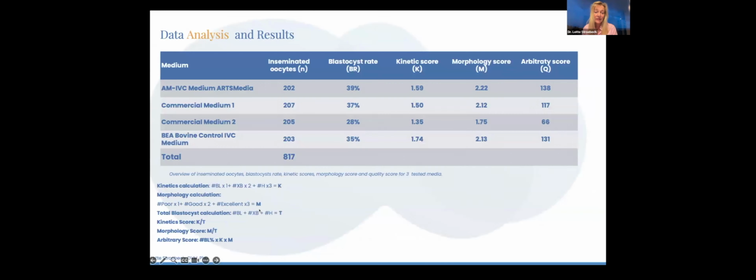Then we put them into the calculation, and this is what we get for the same media. Each group of media has about 200 oocytes. The blastocyst rates are 39, 37, 28, or 35. So these three groups are more or less identical. They are not statistically different.